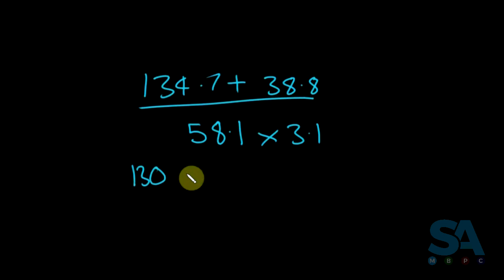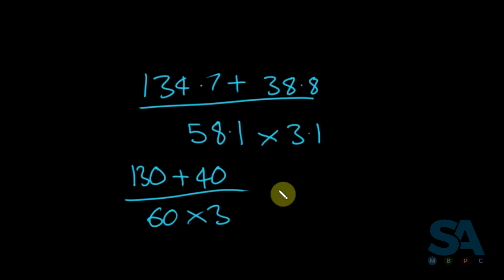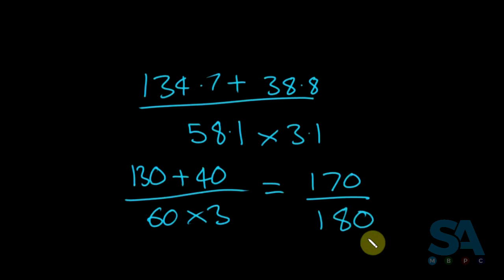The 38.8 we can round to 40. 58.1 we can round that to 60. And 3.1 we can round to 3. So that makes things a bit easier. If we then do this calculation, we'd be left with 130 plus 40. That gives us 170. 60 times 3, that gives us 180. So this would be our answer.